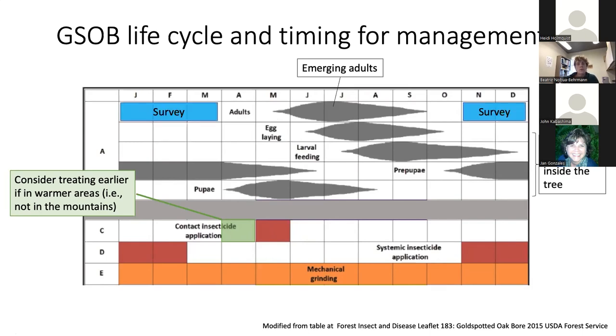And then if you want to do surveys for monitoring, the ideal time to do them is between November and March. So it's after all the adults emerge, so you can actually have a good idea of what's going on in your place. If you do a survey in, let's say, June, you might be missing a lot of the trees that are infested because you won't know until the adults start coming out in July.